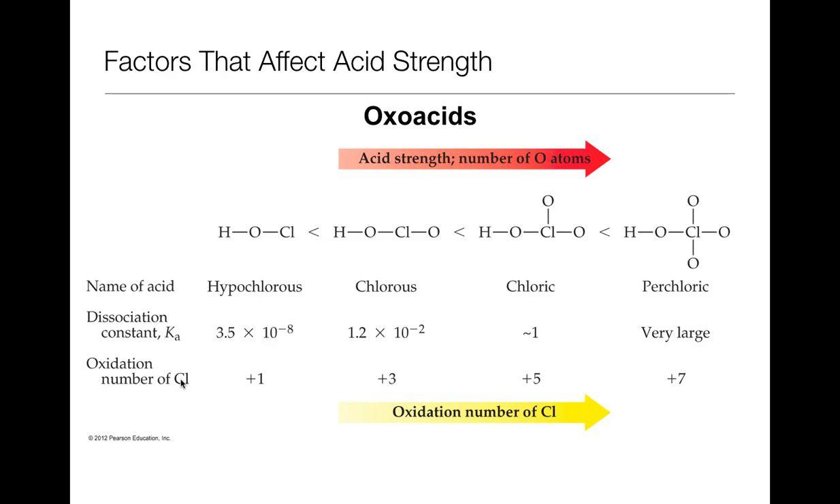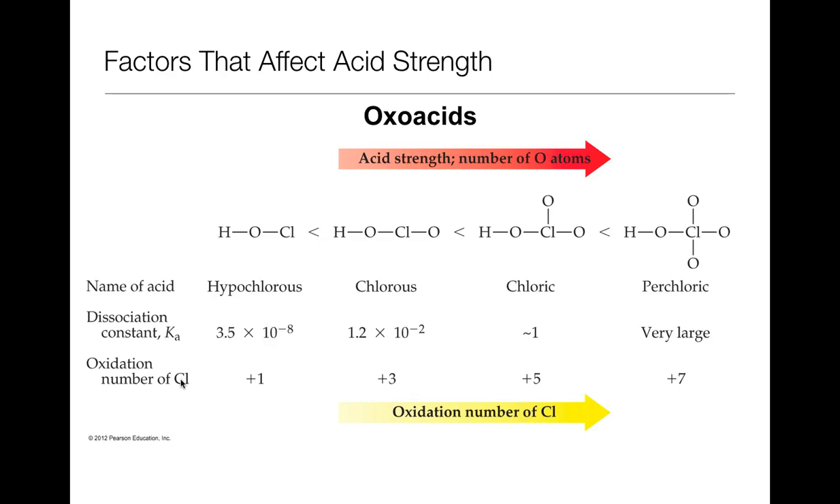Again, we add more O's. Oxygens are really good at pulling away electron density. So as you add more and more oxygen to that Y group, you're pulling more and more electron density away from that H. And we'll talk a little bit more later. I don't know if I'm going to get into it, but the stability of the conjugate base.